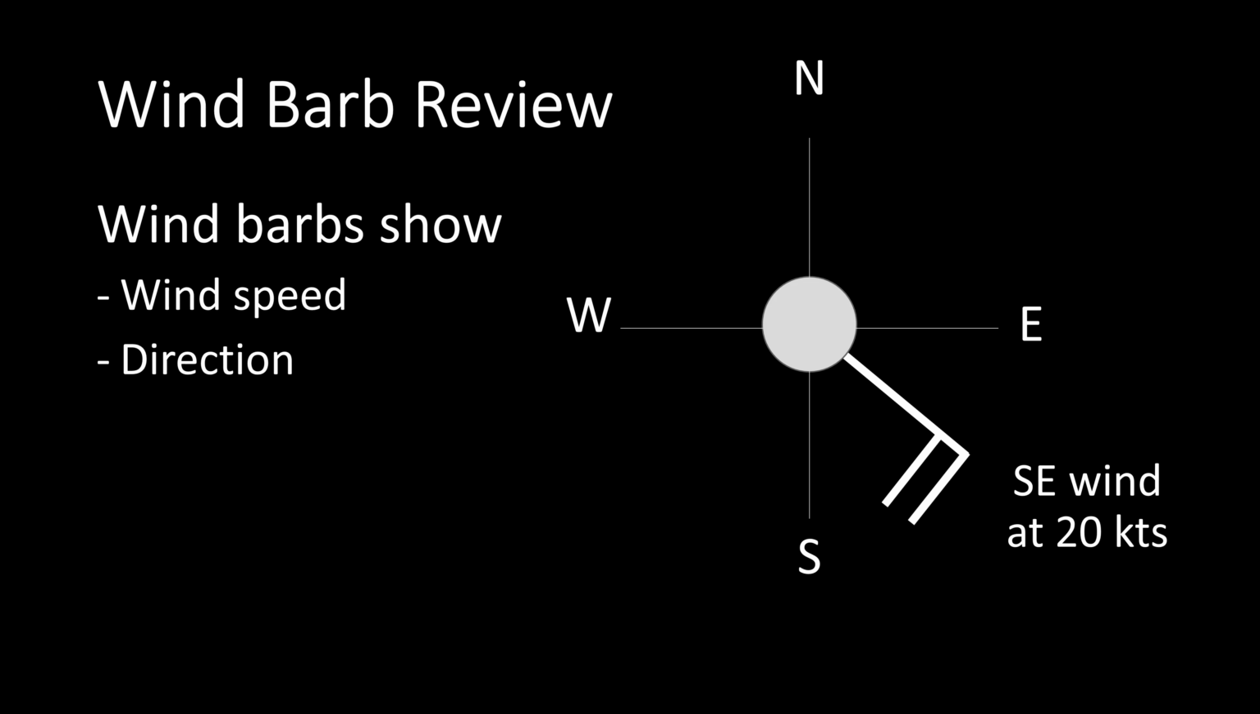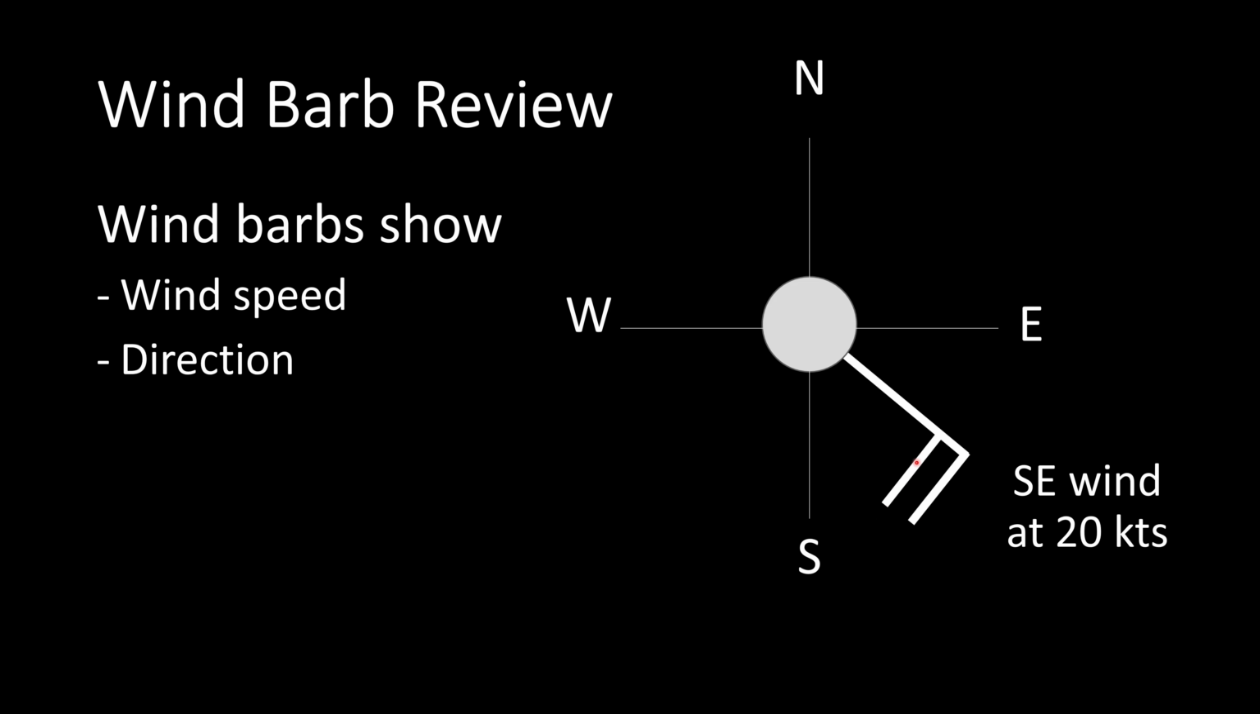So to break down hodographs, we first need to stop at wind barbs. So let's do a little review. Wind barbs show two things: wind speed and wind direction. So we'll start with the wind speed. In this example case, you can tell the wind speed by the number of barbs that we have. These barbs are these like lines right here.